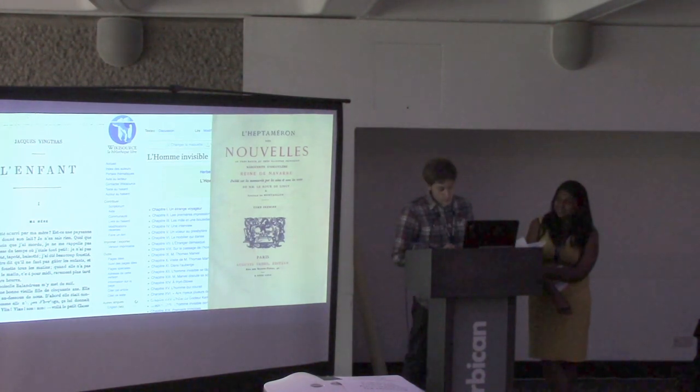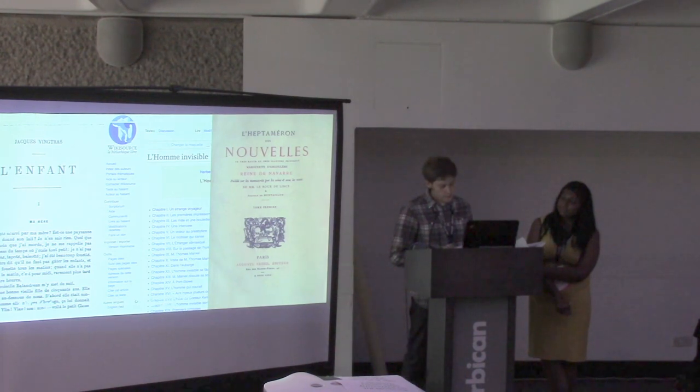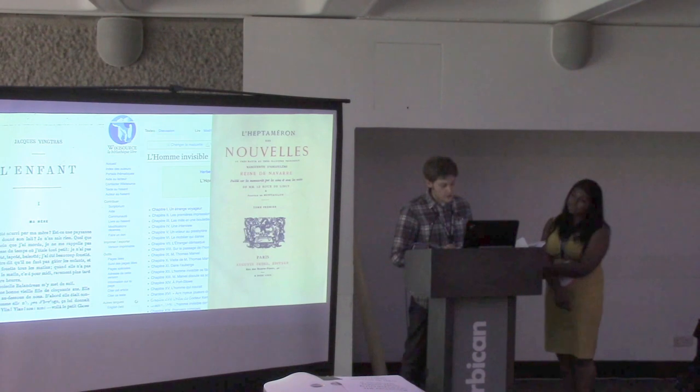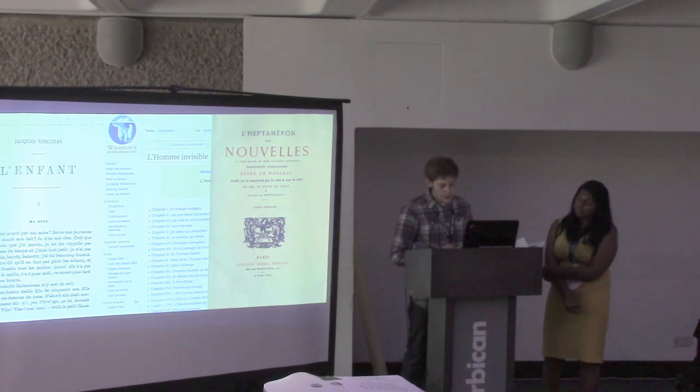So in February 2013, a French publisher sent us a DMCA takedown notice for three novels on Wikisource. Two were French novels, and one was a French translation of H.G. Wells' The Invisible Man. The request was unusual. All three works that the company was claiming copyright over had long since been in the public domain.